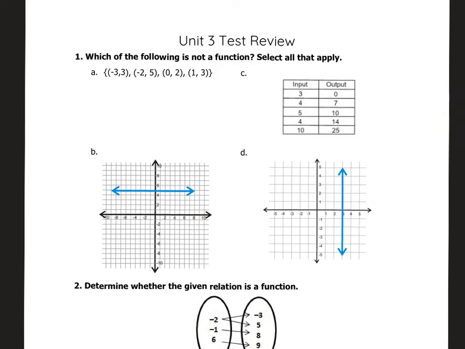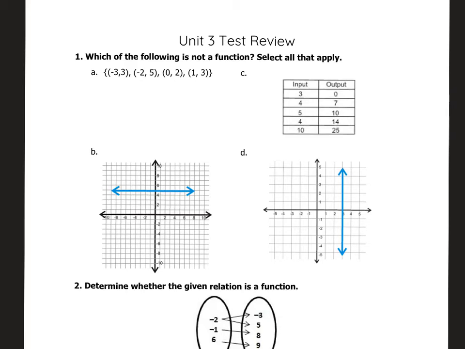Hi there, in this video I'm going to be going over the Unit 3 test review. So for the first question it asks, which of the following is not a function? Something is not going to be a function if the x values, or the input values, repeat. So let's look at each one individually because you never know, there may be two correct answers.